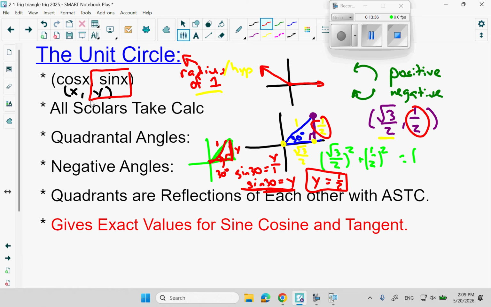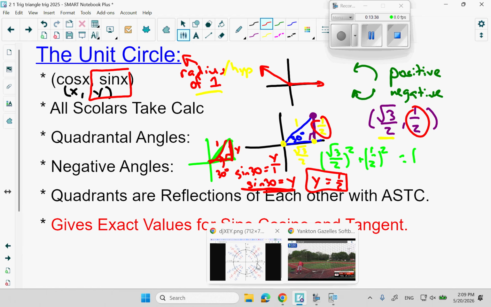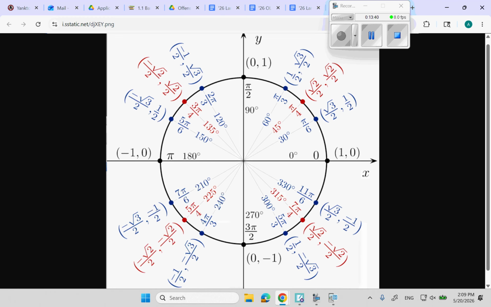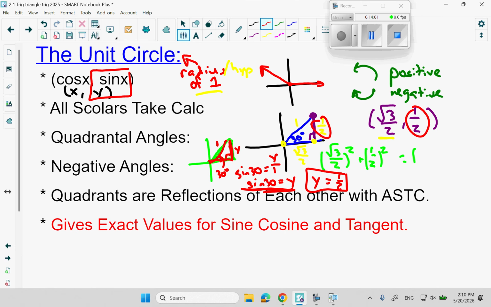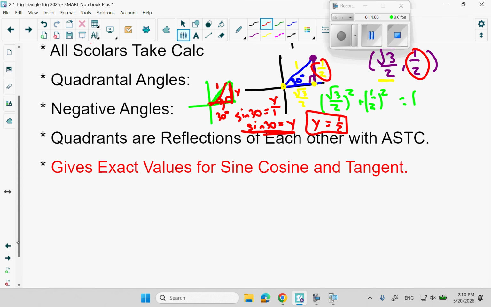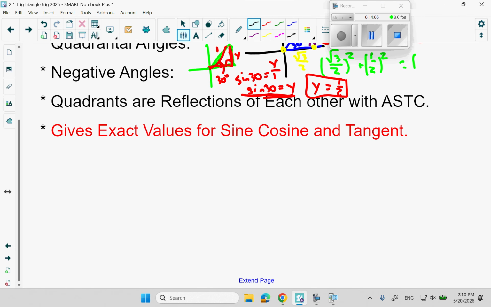Now what does this all scholars take calc thing mean? Well, all three things are positive in this quadrant. What I mean by that is the x values are positive and the y values are positive. So the x values are cosine and the y values are sine. Tangent's a little bit trickier. So let's talk about tangent.